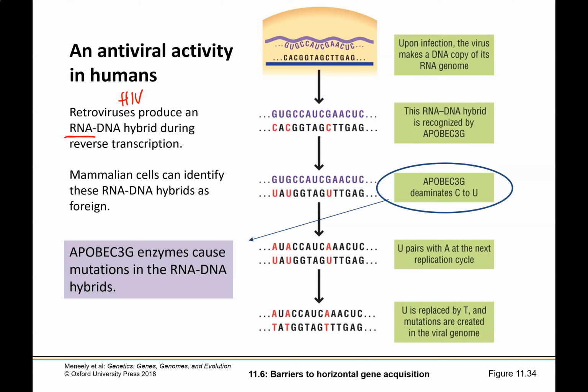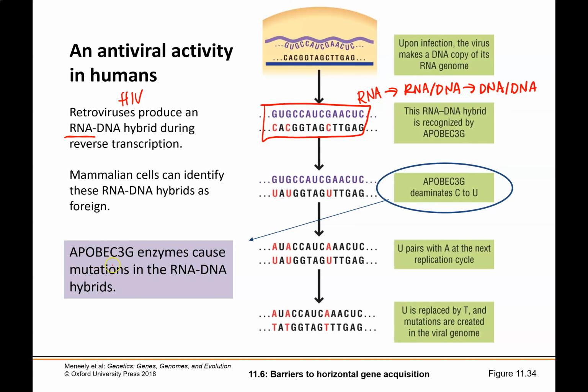And when it gets into the cell, the RNA is copied into DNA, and it eventually makes an RNA-DNA hybrid, and eventually a DNA molecule. So these retroviruses infect with RNA, but it is eventually turned into DNA. There's a special enzyme in mammalian cells that recognizes these unique RNA-DNA hybrids. Reverse transcriptase is going to copy that RNA into DNA and make a double-stranded molecule.